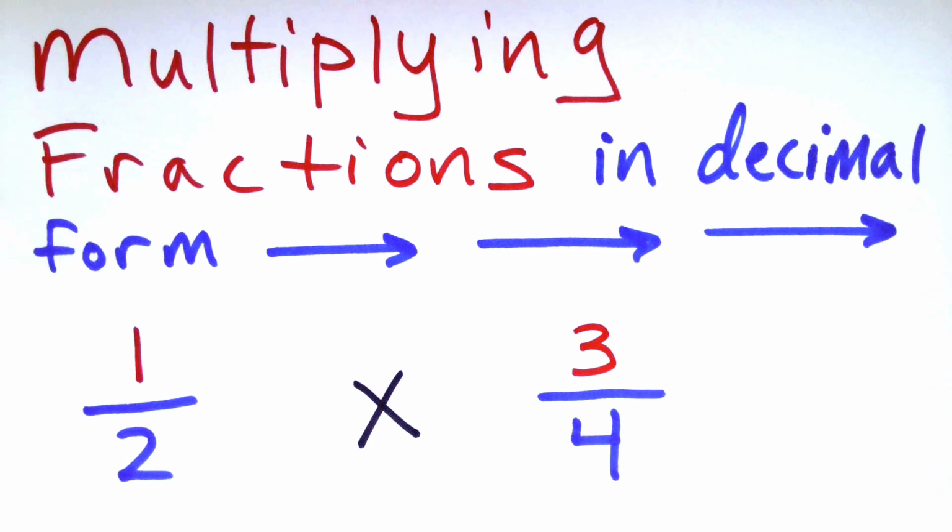So in this part 61 video, we're going to be multiplying fractions in decimal form, right? We got 1/2 times 3/4. And remember, every fraction is a division problem. The numerator divided by the denominator, or the top divided by the bottom. So here, 1 divided by 2, and 3 divided by 4.